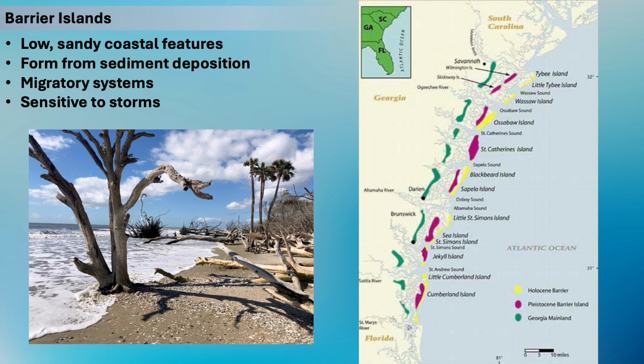These younger islands will continue to migrate based on the influence of tides, storms, waves, and currents that continuously and constantly reshuffle the sand on these beaches. The image on the left of this slide is from a famous beach on the northern tip of Jekyll Island. Locals call it Boneyard Beach.